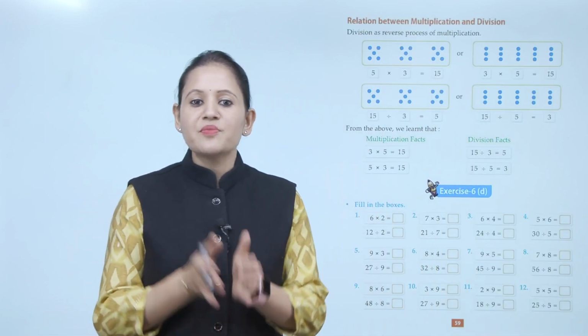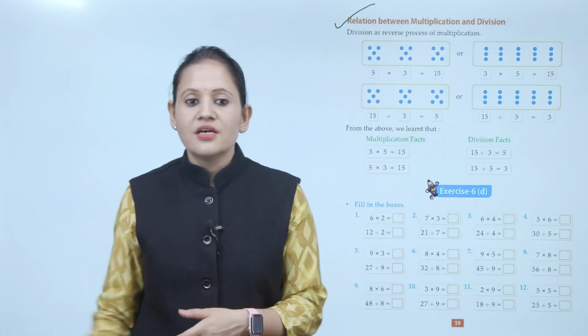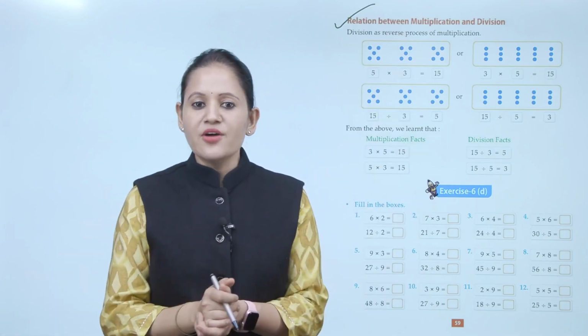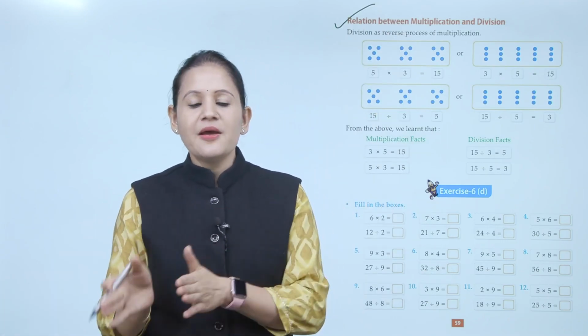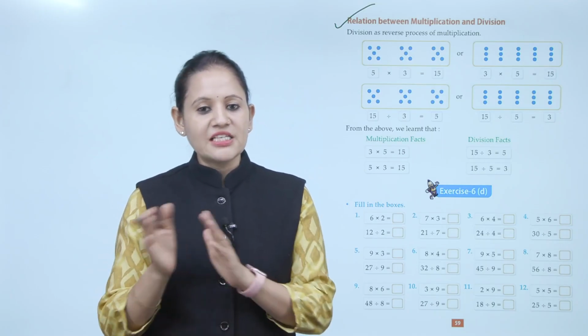Next, relation between multiplication and division. Division is the reverse process of multiplication. Division is the reverse process of multiplication, means its opposite. 5 into 3 is 15.